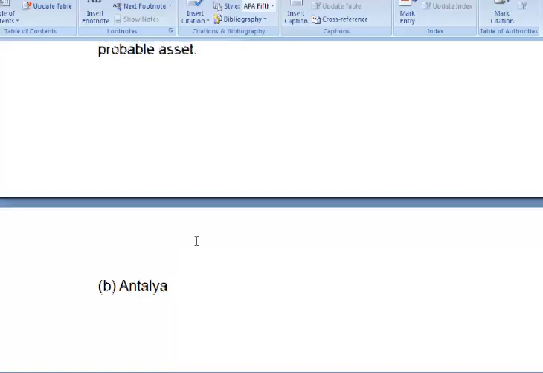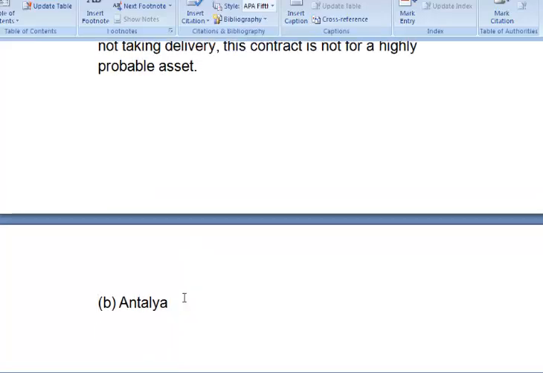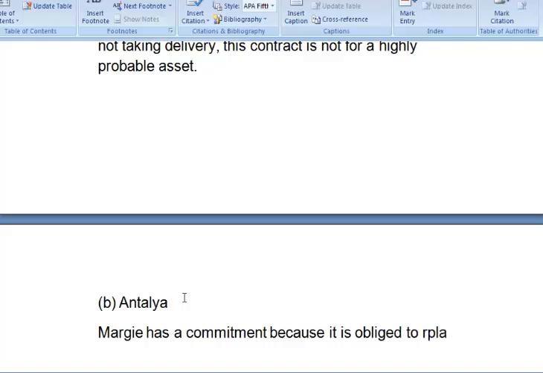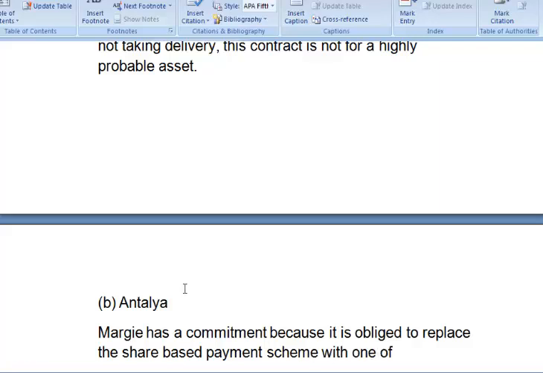So, Margie has a commitment because it is obliged to replace the share-based payment scheme with one of its own.